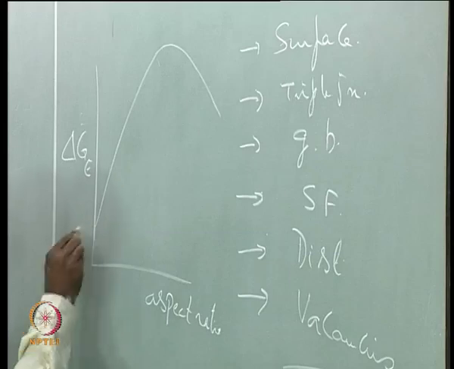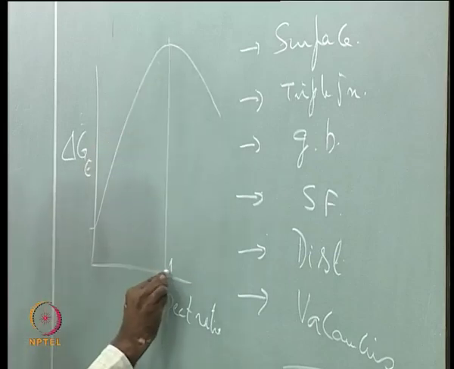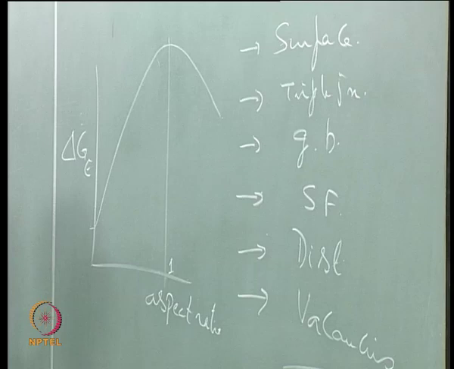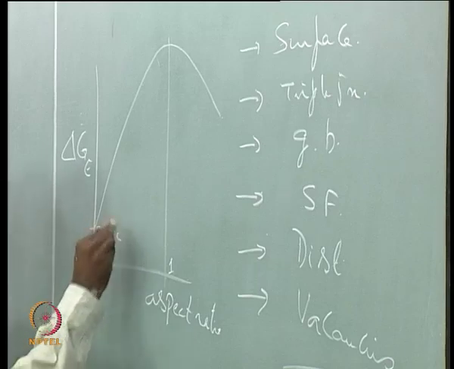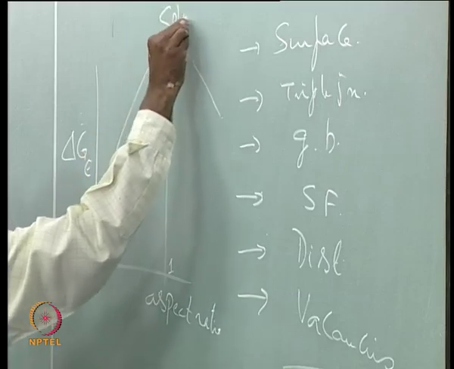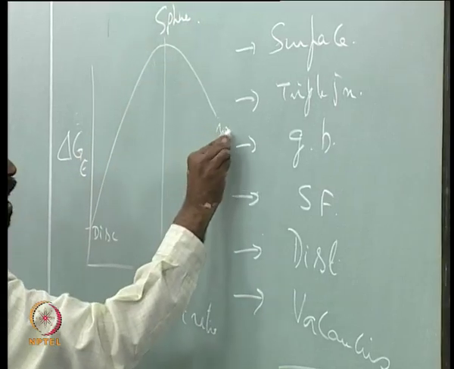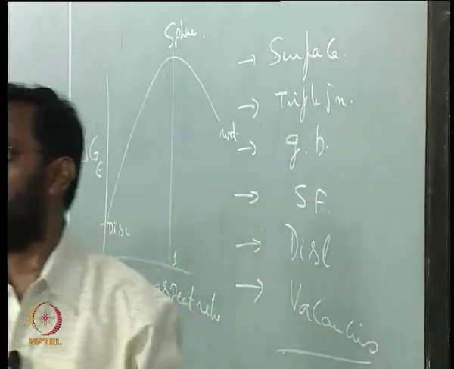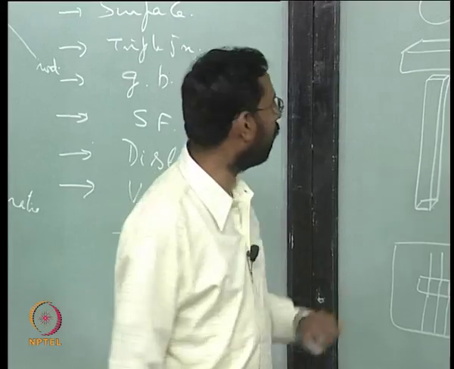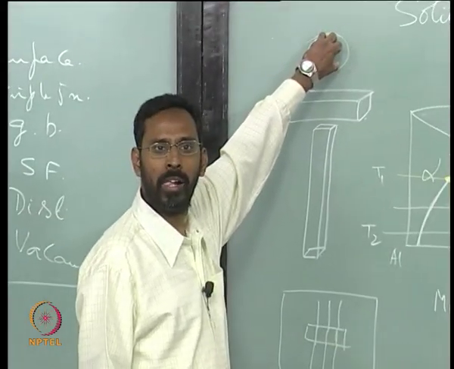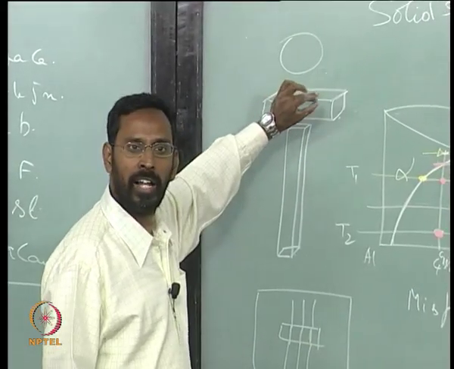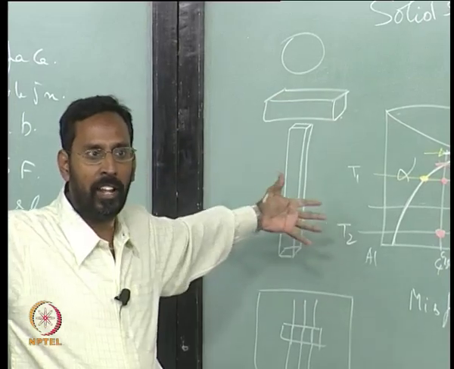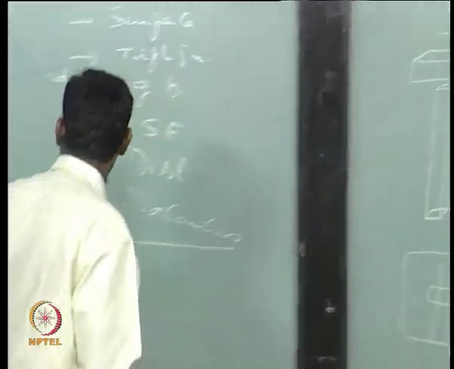This is where the aspect ratio is 1, this is aspect ratio very large, and this is aspect ratio very small. This is what we call a disk, this is a sphere, and this is what is called a rod. Aspect ratio means the length versus the width of it. Sphere obviously will have 1, and for a disk the height is very small whereas the length is very large, so it is less than 1.